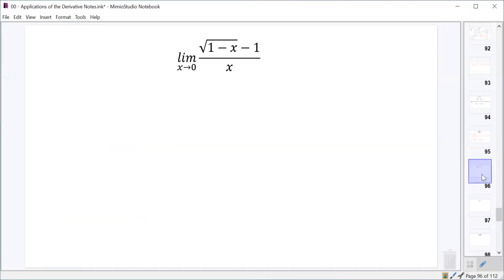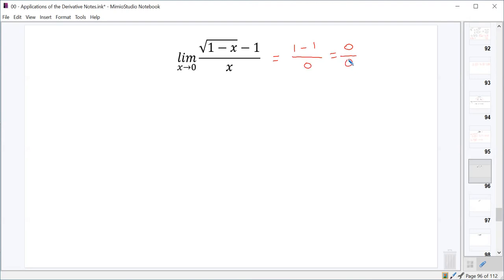What's important, though, is to make sure that you actually check and see if it's indeterminate. Don't get so used to using L'Hopital's rule for indeterminate limits that you forget to check. Because if you have a limit that's not indeterminate and you try to use L'Hopital's rule, you're going to end up getting the wrong answer. So let's look at this one. First off, let's check and make sure it's 0 over 0. So if I plug in 0, we have the square root of 1, which is 1, minus 1 over 0. So clearly that's 0 over 0, which means we can use L'Hopital's rule.